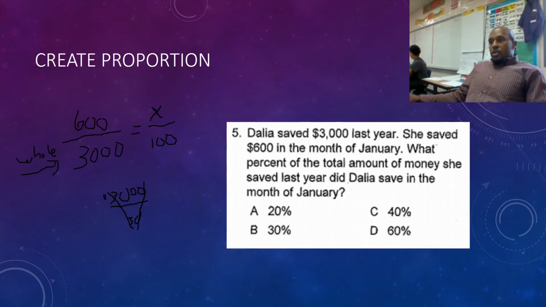All right, so 600 divided by 30. 600 divided by 3 is 200. Divided by 30 is 2, I mean, 20. Okay, so A. 600 divided by 30 is 20%.